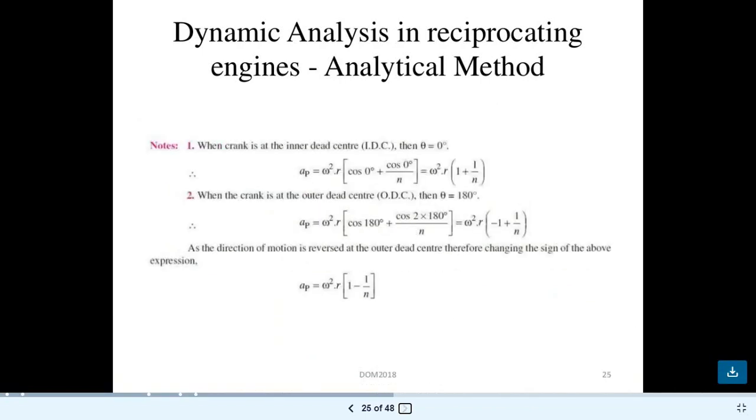When the crank is at the inner dead center, meaning theta equal to 0, we substitute theta as 0. The acceleration of the piston becomes omega square R into (1 plus 1 by N). Similarly, at the extreme position of 180 degrees, we substitute cos 180, and the acceleration becomes omega square R into minus (1 plus 1 by N). As the direction of motion reverses at the outer dead center, the sign of the above expression changes.